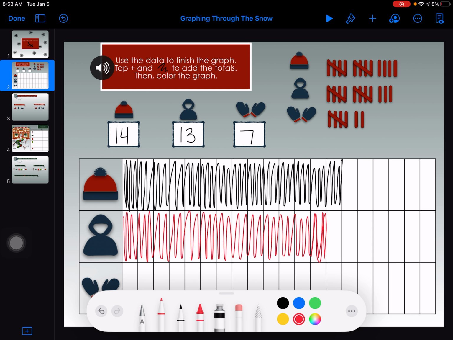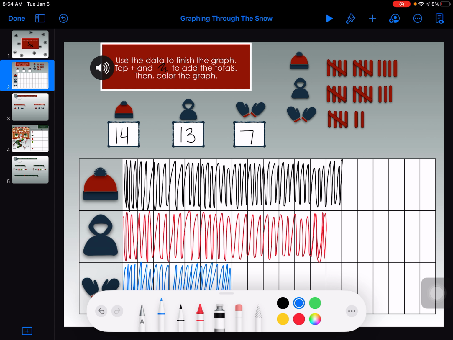Oh, I'm already noticing something about my graph. Are you noticing something about our graph? Okay. Now I need to color in 7 for our mittens. I'm going to use a different color. I'll use blue. Will you count with me to make sure I'm coloring in 7 boxes next to mittens? 1, 2, 3, 4, 5, 6, 7.